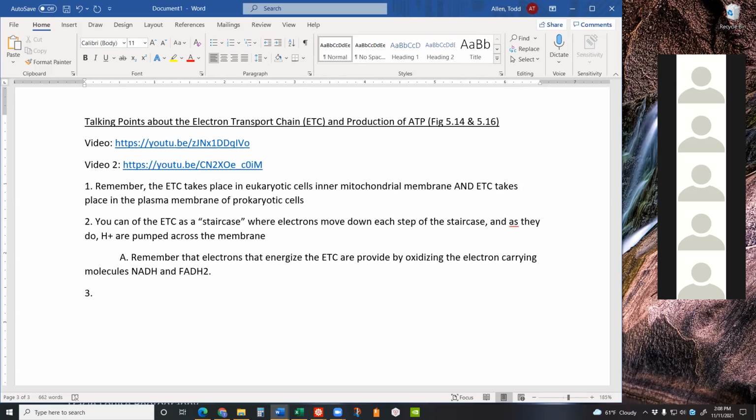So the oxidation of the electron carrying molecules is going to happen at several steps of this chain, and you're going to push hydrogen ions across. The whole point of pushing hydrogen ions across to the other side of the membrane is to intentionally create a hydrogen ion gradient, where you have a whole bunch of hydrogen ions on one side of the membrane and very few hydrogen ions on the inner surface of that membrane. That's the whole point.